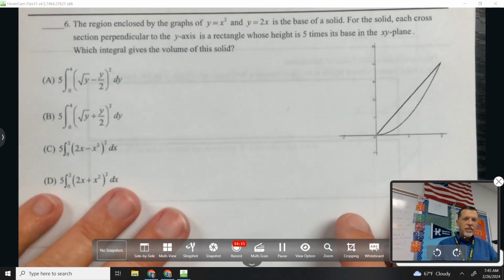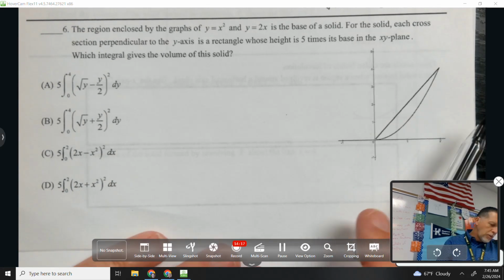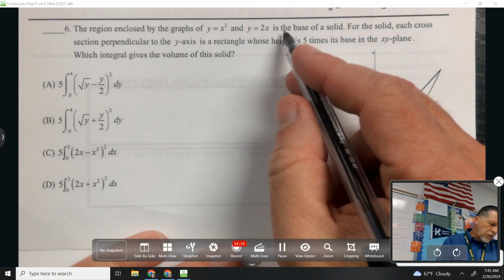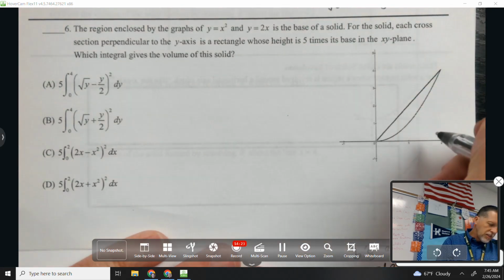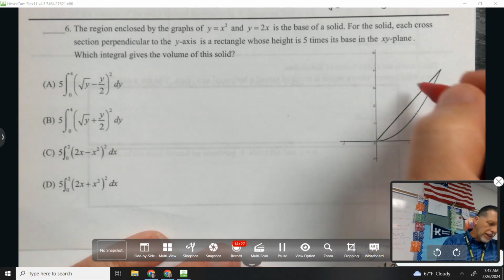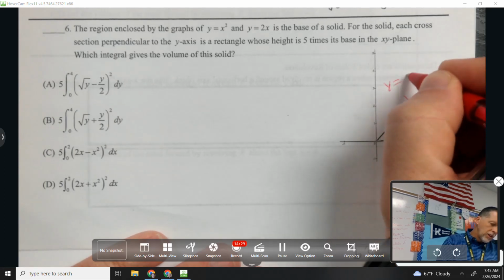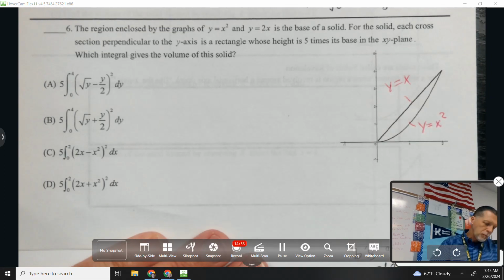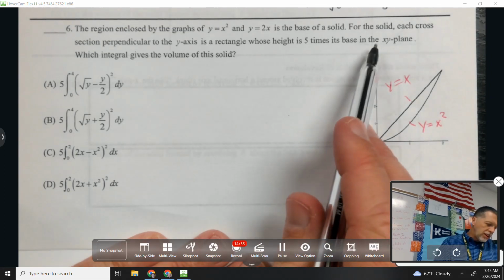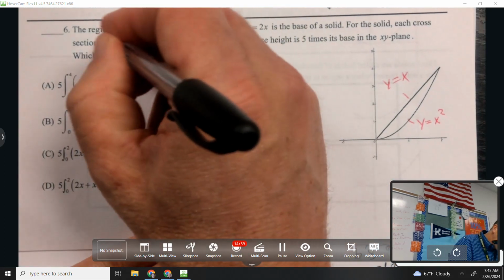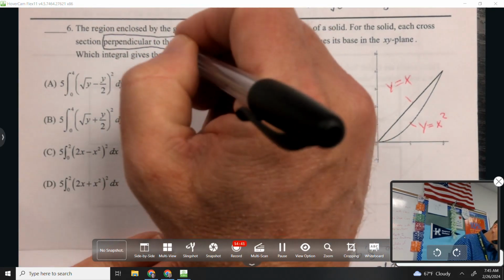Number 6. The region enclosed by the graphs of y equals x squared, y equals 2x is the base of a solid. Okay. Again, I don't really need a calculator. I can tell by looking who's y equals x and who's y equals x squared. For the solid, each cross-section perpendicular to the y-axis. That's a major hint right there.